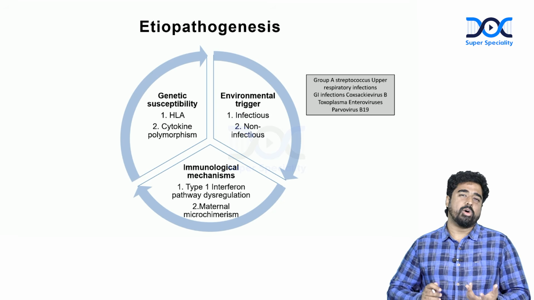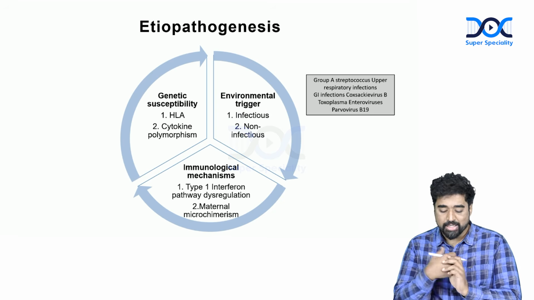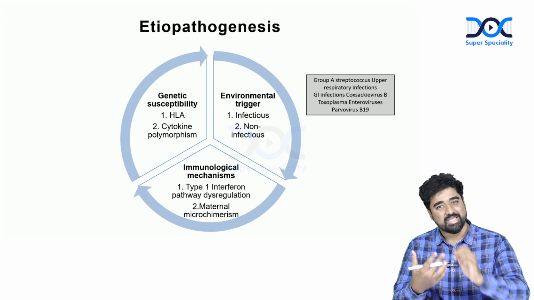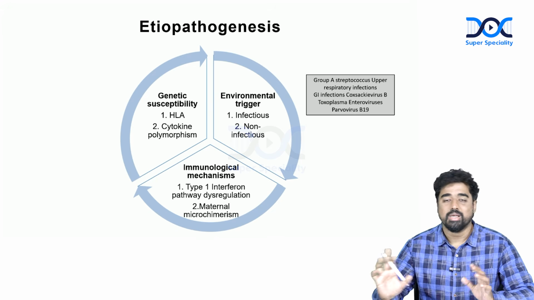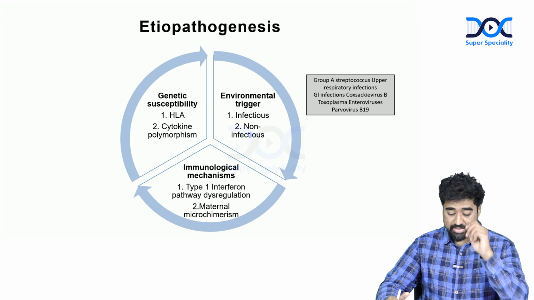Etiopathogenesis is not so important, like any other autoimmune disorder. There is genetic susceptibility with HLA. Again, I don't want you to remember the various HLAs. HLA-D are the main HLAs that are involved.